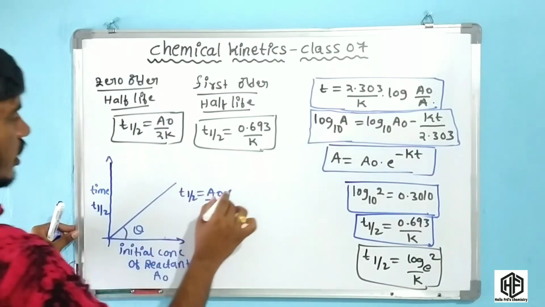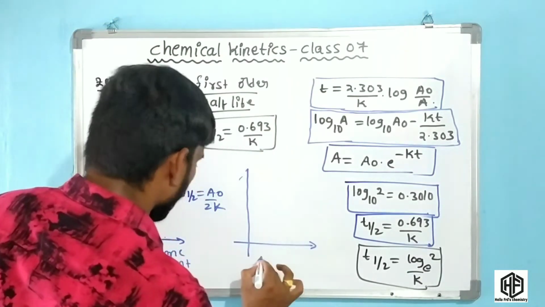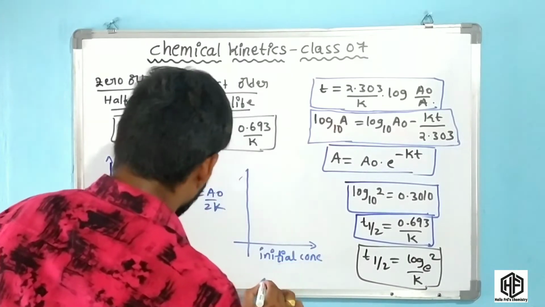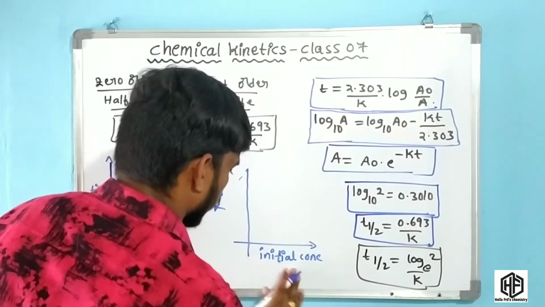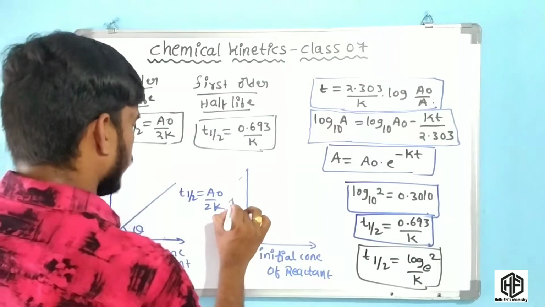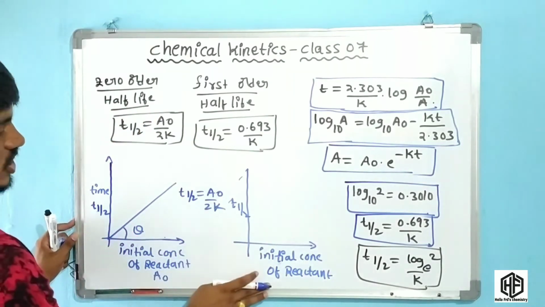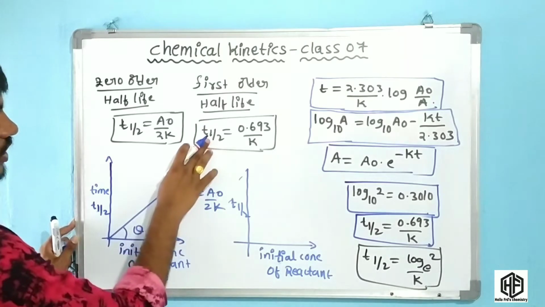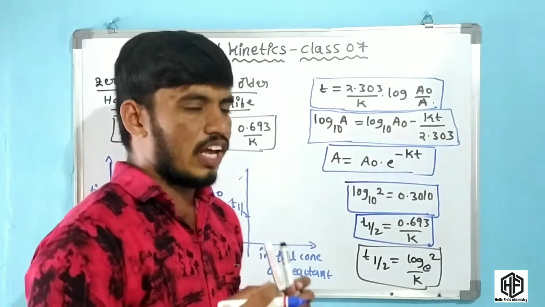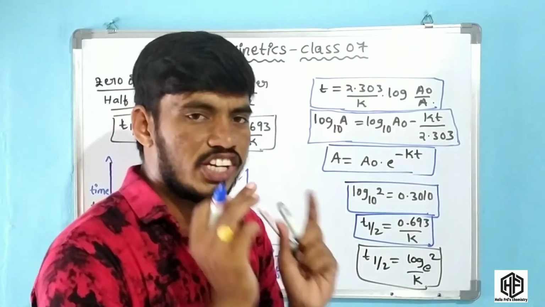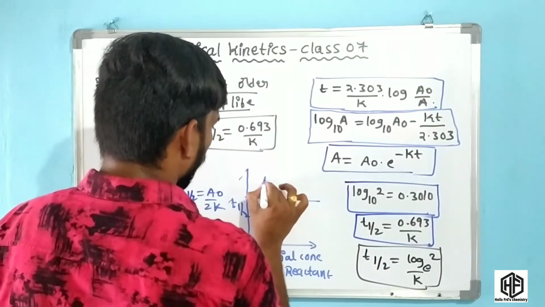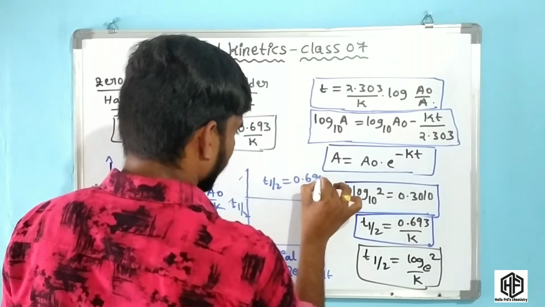But you know that in a first order reaction, this is the initial concentration of reactant, and this is t half versus initial concentration of reactants in a first order reaction. Now t half is equal to constant. This value is constant. Friends, you know that the half life of first order reactions cannot depend upon the initial concentration. Now the graph is like this. This is constant. Now t half is equal to 0.693 by K.